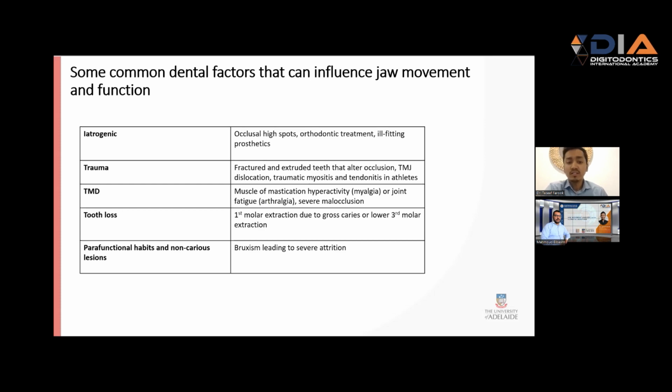Sometimes it's because of an ill-fitting denture. Sometimes it's because of trauma, like a fracture. Sometimes it's temporomandibular joint disorders. Sometimes it's a tooth loss, especially the third molars or the first molars.